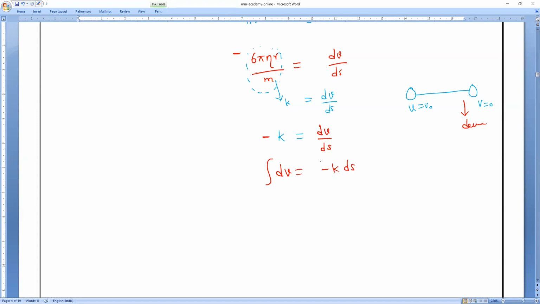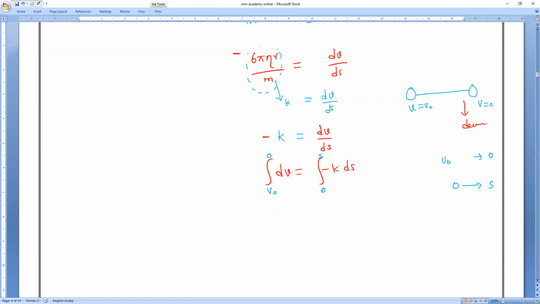Apply integration on both sides. Velocity varies from where to where? Initial velocity is v0, final velocity is 0, so v0 to 0. Next, distance varies from where to where? Initial distance is 0 and final distance is s.